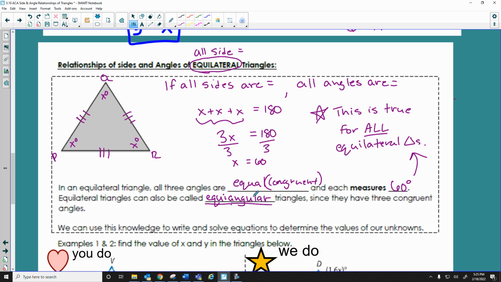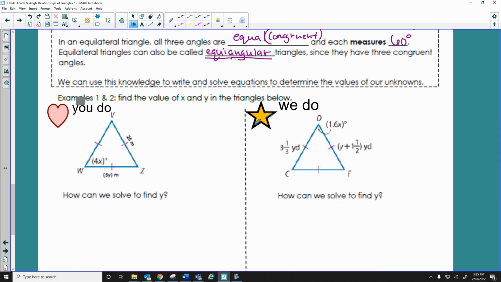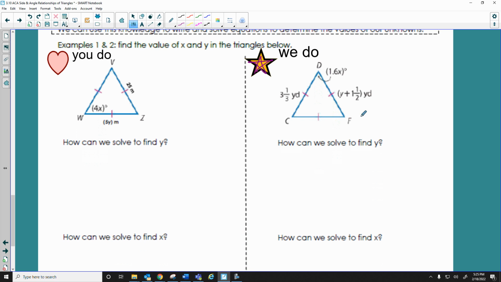Okay? We can use this to help us solve some spicy problems. I'm going to switch it up. I'm going to do this one over here. It's a little spicier, so I wanted to do one with you. And then I'll give you the not so bad one. Okay, so solving for y. I see that these triangles are equilateral because those tick marks mark that they're all the same sides. I need to find the value of y.